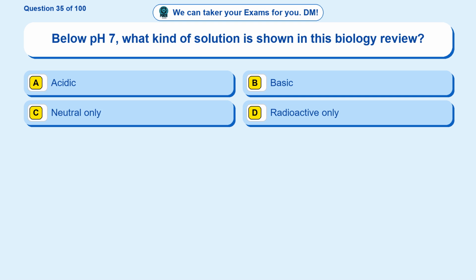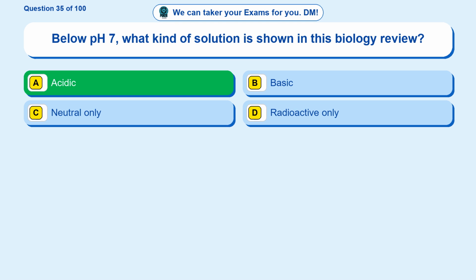Question 35. Below pH 7, what kind of solution is shown in this biology review? Option A, acidic. Option B, basic. Option C, neutral only. Option D, radioactive only. The correct answer is option A.